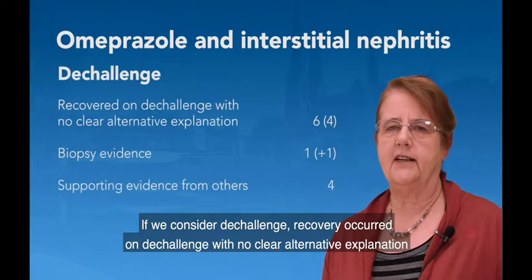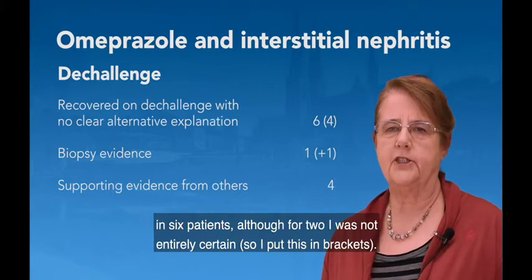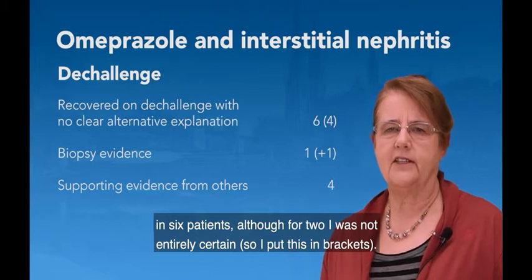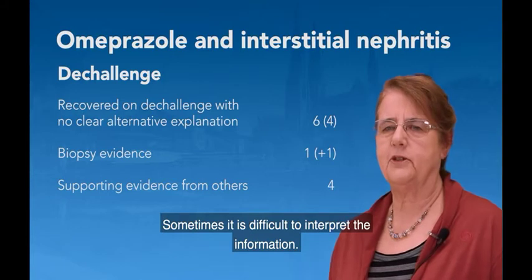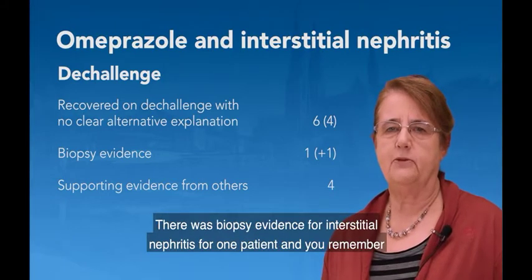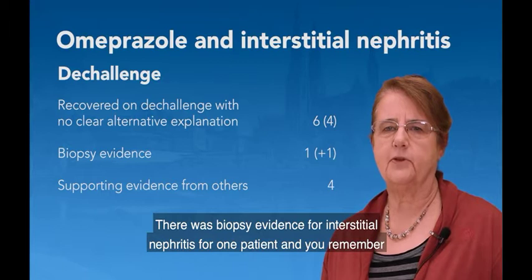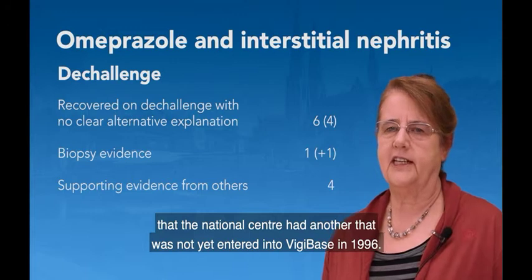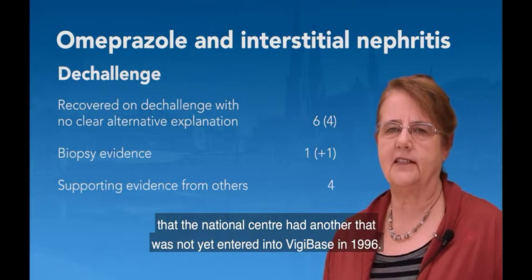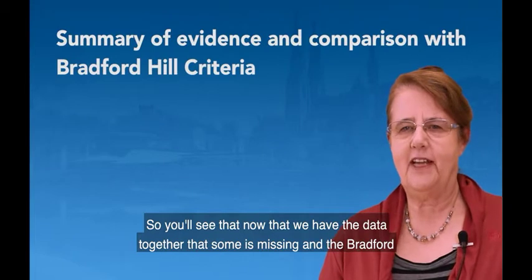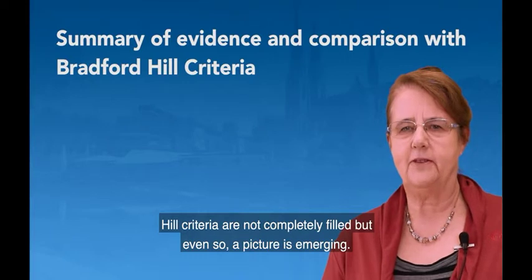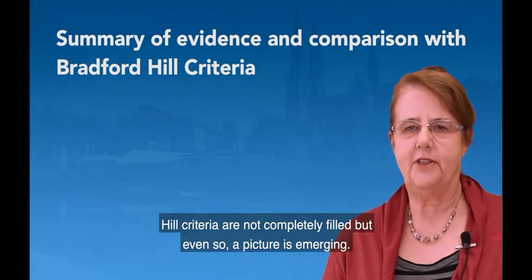If we consider dechallenge, recovery occurred on dechallenge with no clear alternative explanation in 6 patients, although for 2 I was not entirely certain, so I've put this in brackets. Sometimes it's difficult to interpret the information. There was biopsy evidence for interstitial nephritis for 1 patient, and you'll remember that the National Centre had another one that was not yet entered into Vigibase in 1996. So you will see that now that we have the data together, that some is missing, and the Bradford-Hill criteria are not completely filled, but even so, a picture is emerging.